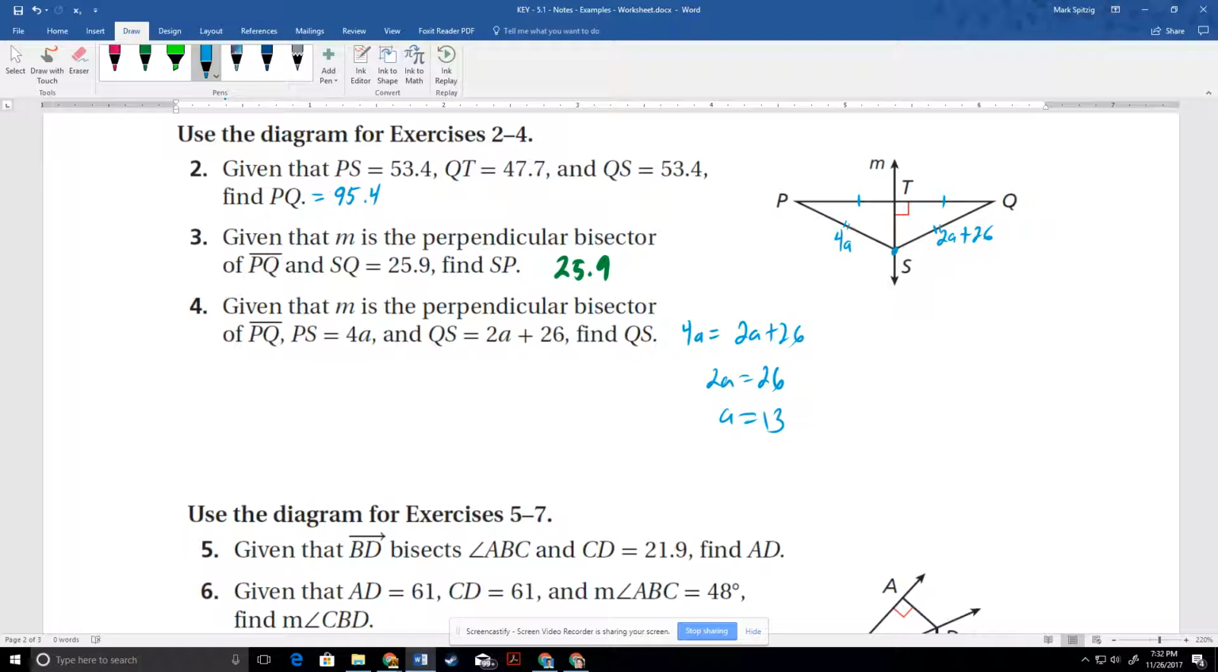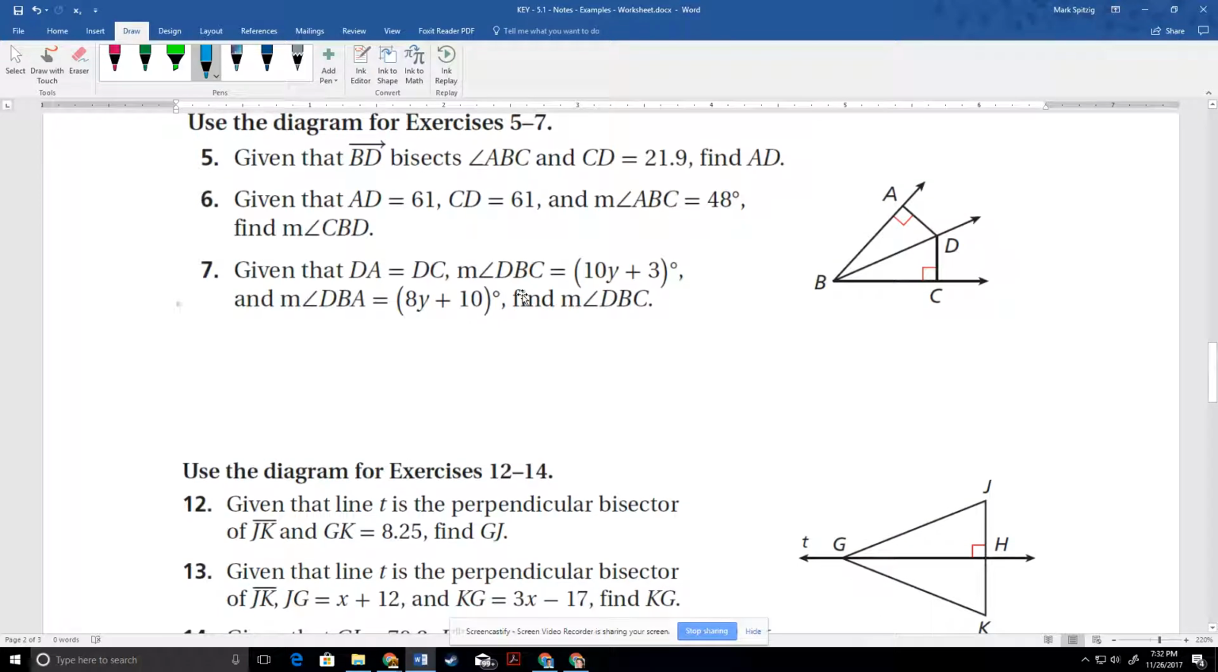It says to find QS, so let's plug it back in. The easiest one to plug in is just 4 times A. So we have 4 times 13, which is 52. 4 suits, 13 cards each, 52. Again, this was just 2 times 47.7, just for people checking. All right, so let's go.